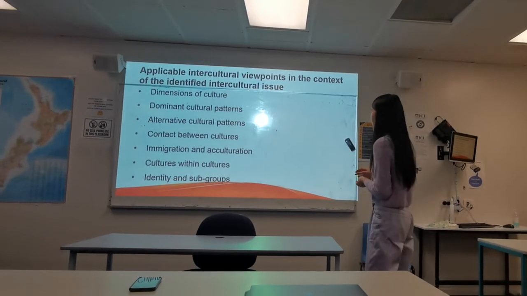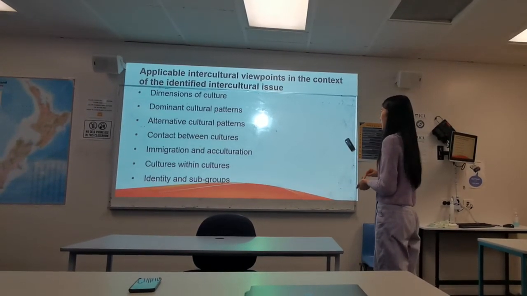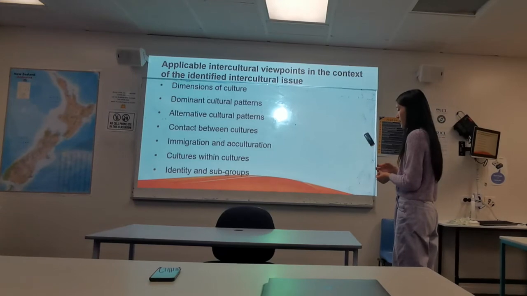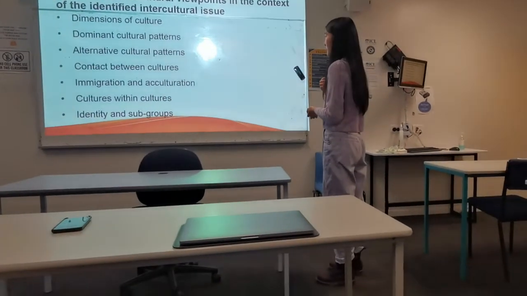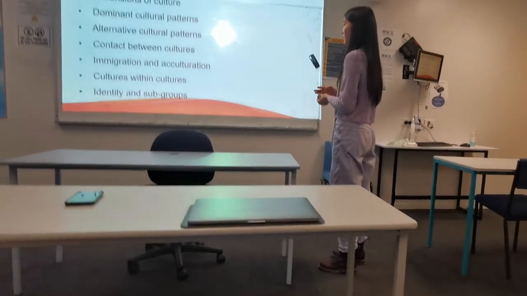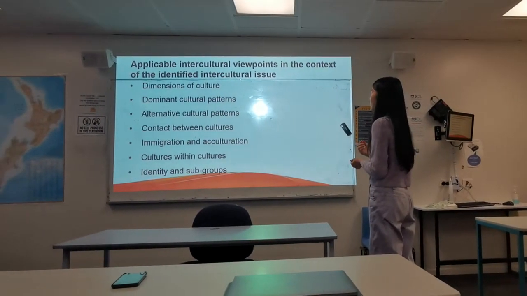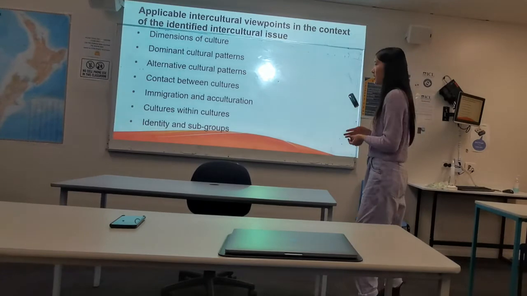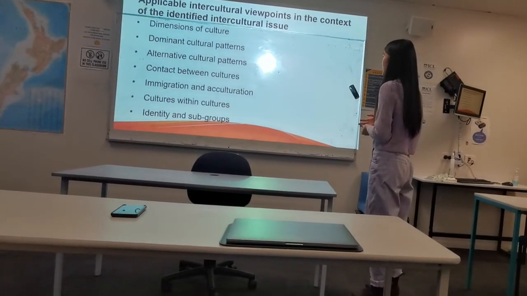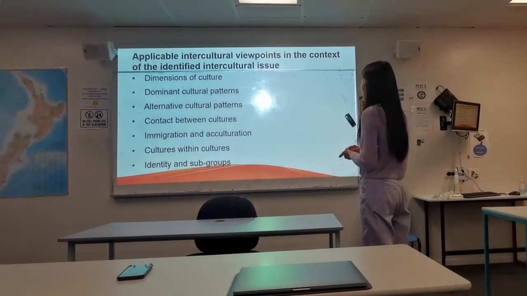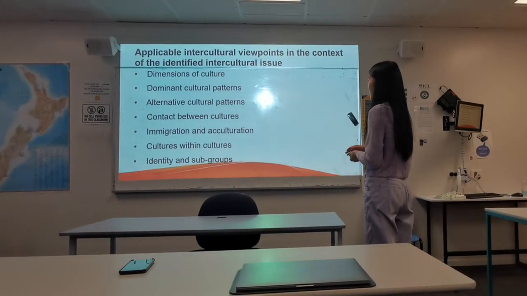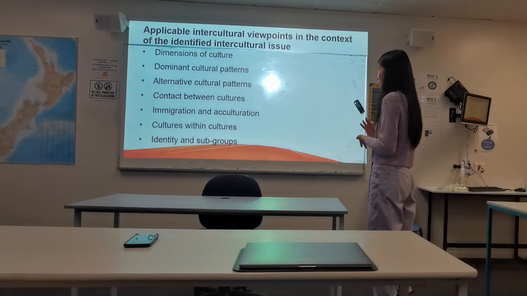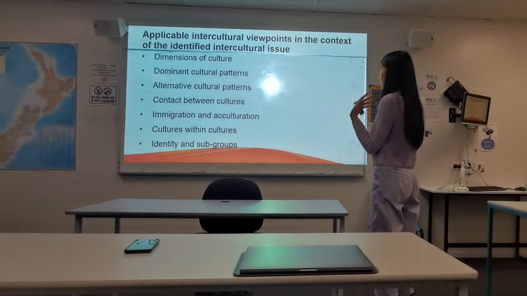And for dominant culture patterns, in the world, some countries, like Western countries, have capitalism, but China has socialism, and they want their culture to become the dominant culture. Alternative culture patterns, like between some cultures there are some subcultures, like some young generations don't want to accept the old generation's traditional cultures. They want to develop new cultures.